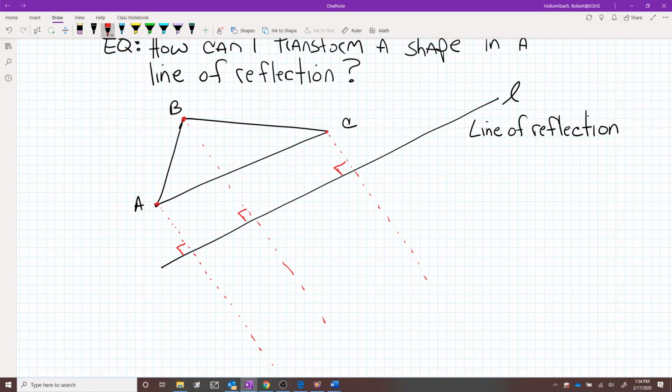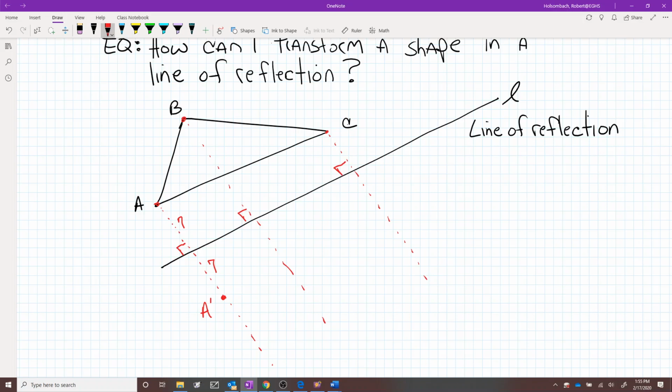And then the only thing you have to remember about reflection is that the points, the vertices, have to cross the line and be the same distance from the line. Meaning, if A is 7 units from the line of reflection, then A prime is also 7 units from the line of reflection on a perpendicular. That's the process.